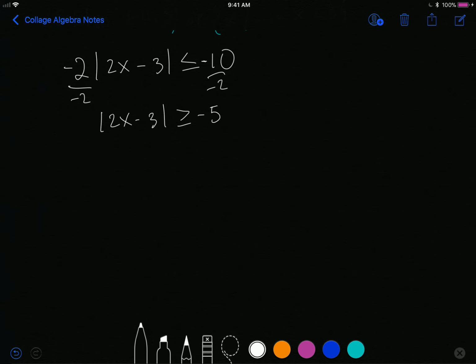Let's make this a negative 10, so I can make this a positive 5. That's a mistake right there. Yeah, so that would be a 5 right here. And now I am ready to solve this equation.